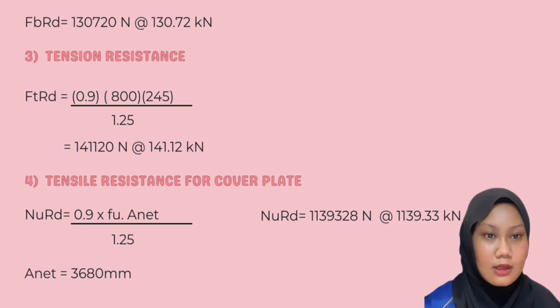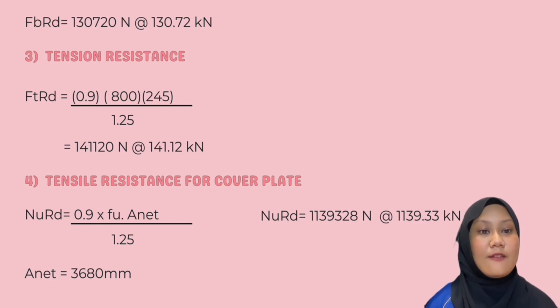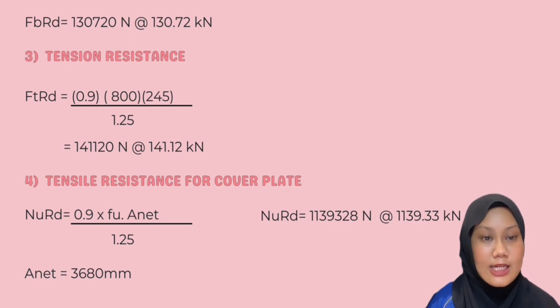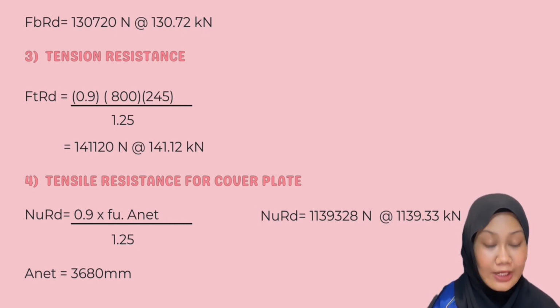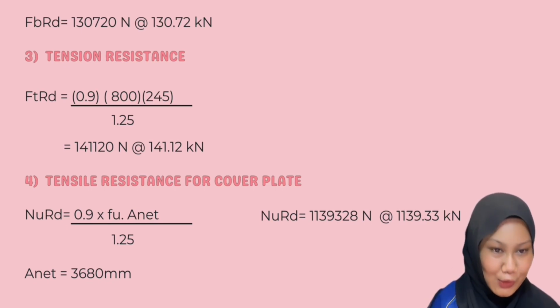Next we need to find the tension resistance where we use the FtRd formula, which is 0.9 multiplied by 800 multiplied by 245 divided by 1.25, and we get the final answer of 141,120 Newton or 141.12 kilonewton.